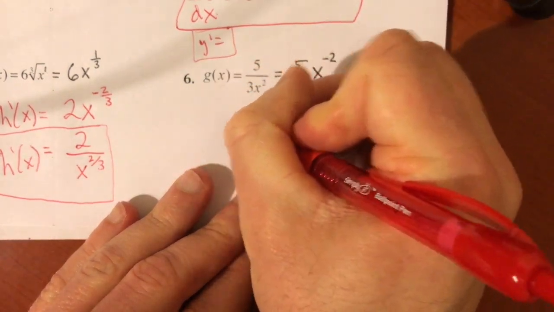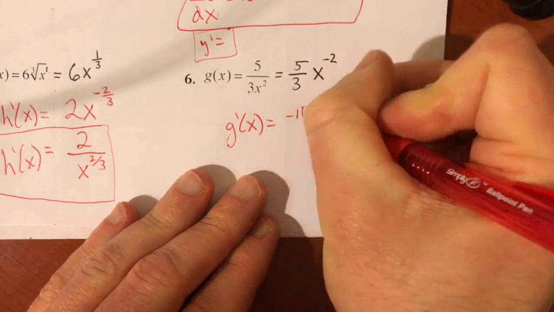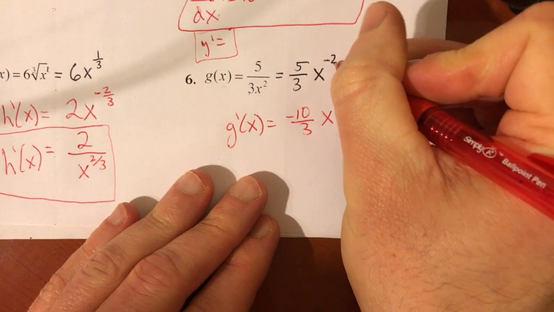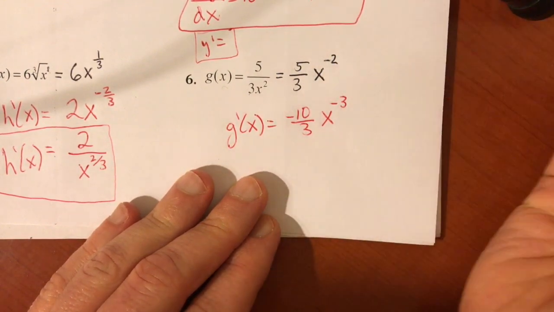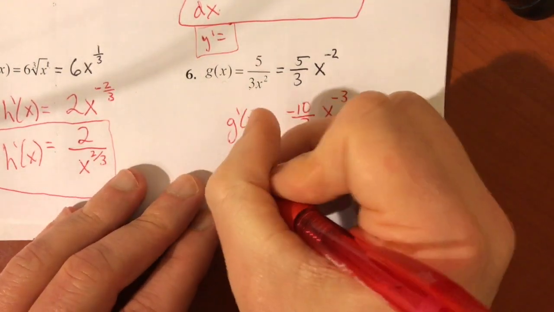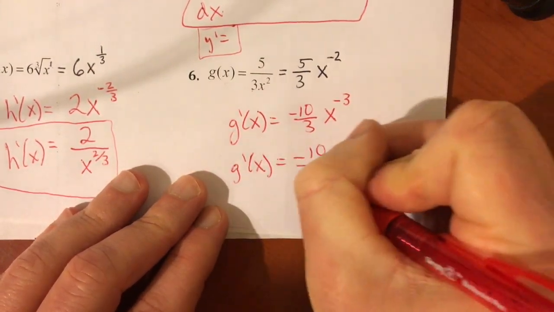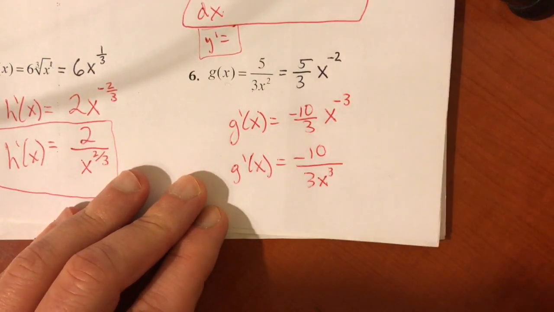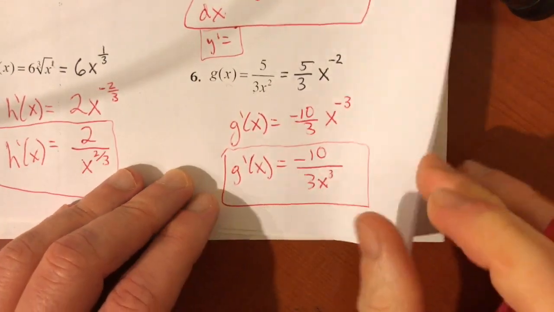So g prime of x is equal to negative 2 times 5/3 is negative 10/3 x to the subtract 1. And these are actually where a lot of the silly mistakes happen, is just subtracting from a negative. So negative 2 minus 1 is negative 3. I don't like that as a final answer. Move it back to the denominator, make it positive. So negative 10 over 3 x to the 3rd power. Done. Very nice, right?